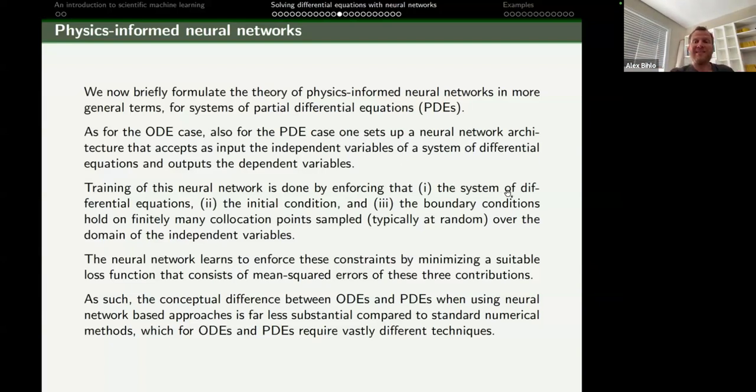You still enforce that data doesn't change. You have a system of equations, and some initial conditions, some boundary conditions. And now you just have to sample your collocation points on, instead of a line, a more complicated domain, like a plane or a cube, depending on how many independent variables you have. But otherwise, the physics-informed loss function doesn't change. Everything else is exactly the same as for the ODE case, which is really quite cool, because it means you can readily adopt this for PDEs.